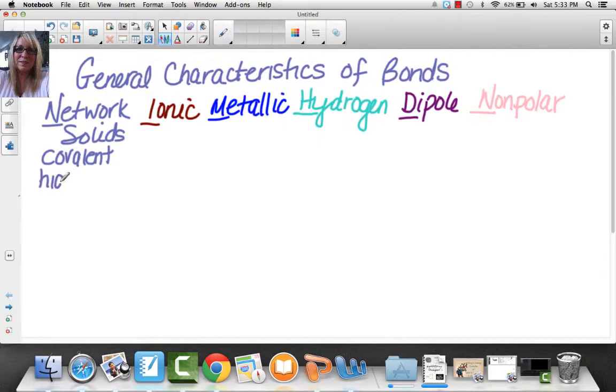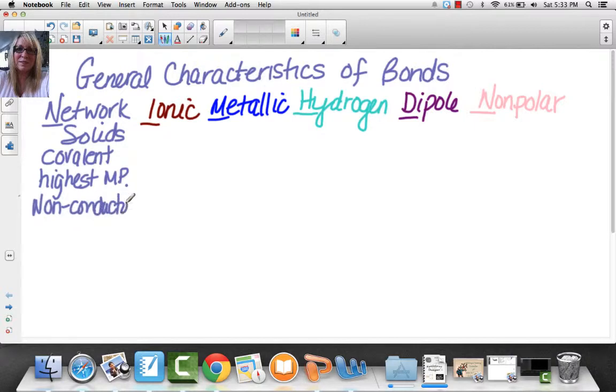highest melting point out of all of the bonds, and that should make sense because we had said previously that bond strength is directly related to melting point. The stronger the bond, the higher the melting and the boiling point. They are non-conductors.